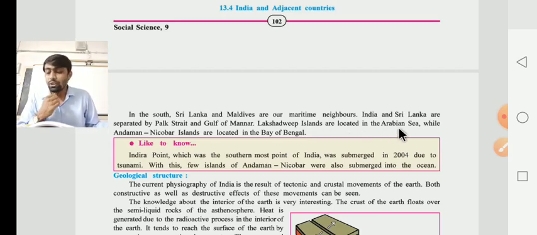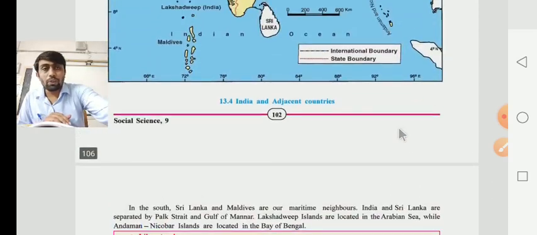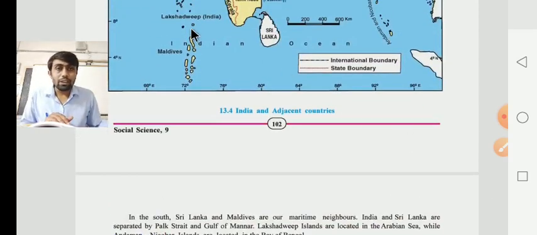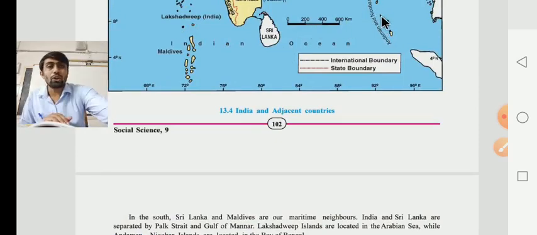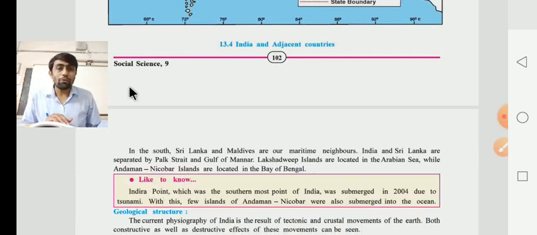If you look at the Arabian Sea, you know very well that here in the Arabian Sea, Lakshadweep is there. If you look at the Bay of Bengal side, then Andaman and Nicobar is there. In the same way, the Andaman and Nicobar Islands are located in the Bay of Bengal.